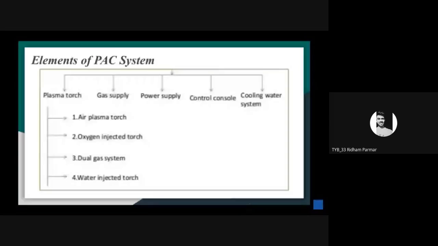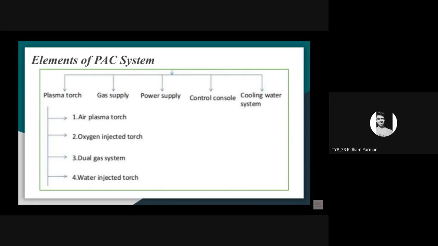Let us discuss the elements of the plasma arc system. Now the important elements of a plasma arc cutting system are power supply, then gas supply, cooling water system, then control console, and mainly the plasma torch. Now we'll concentrate on the plasma torch.